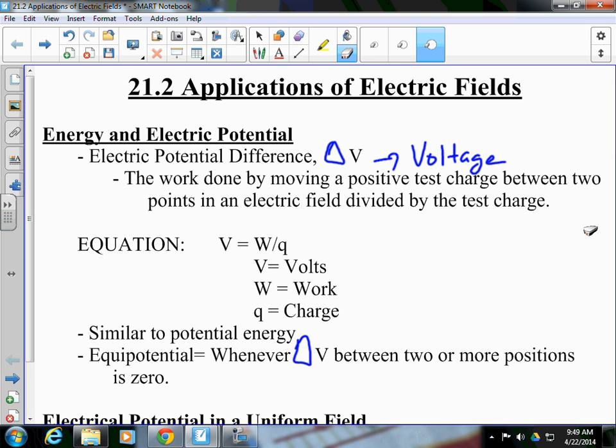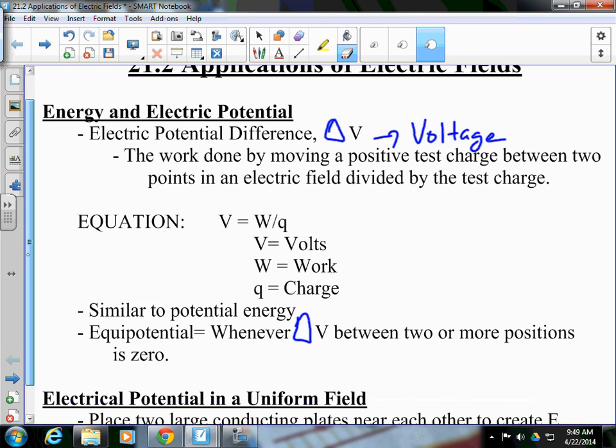Potential difference. You had potential energy, which you remember is the energy an object possessed if it were to fall, essentially, a distance. Electric potential difference is measured in voltage, a change in V. You've probably heard the concept of voltage, but what exactly is it? Voltage is just the work done by a charge moving through an electric field. So voltage is equal to W divided by Q. V is volts, W is work, and Q is charge.